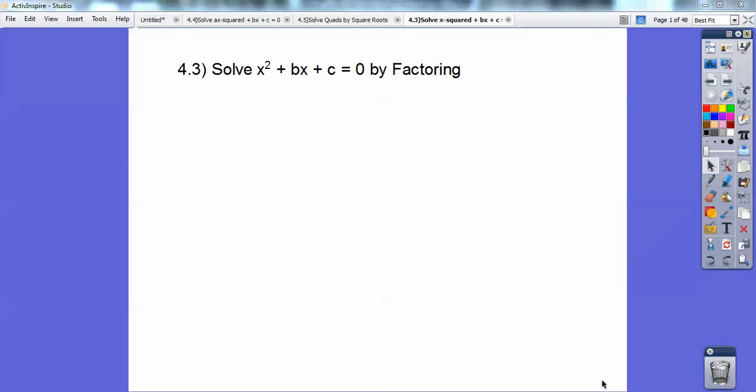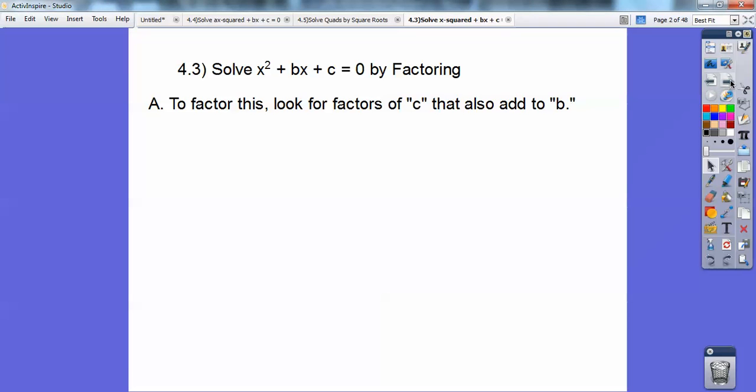Hey everybody, Mr. Bullock here, solving x squared plus bx plus c by factoring. This is an Algebra 1 lesson, so it should be pretty easy. To factor this, if there's no number in front of the x squared, then you just look for factors of this number that add to this number right here. So factors of c that add to b.